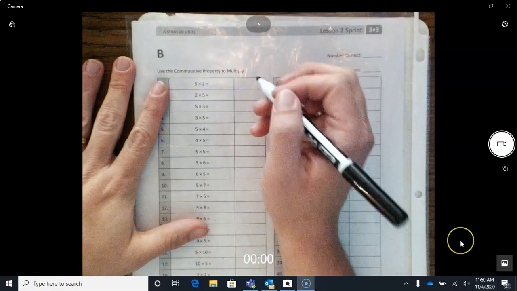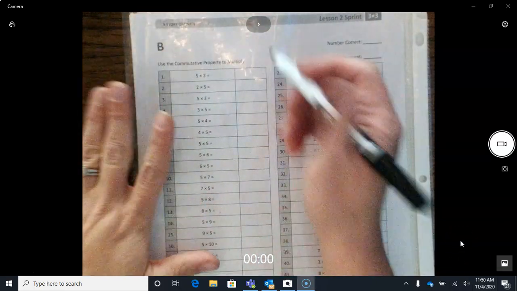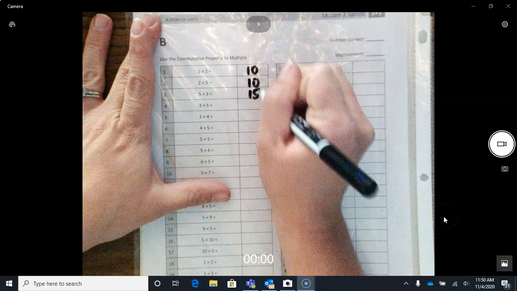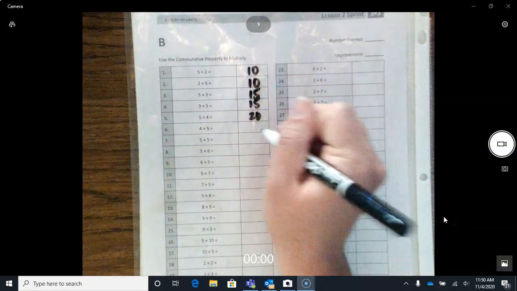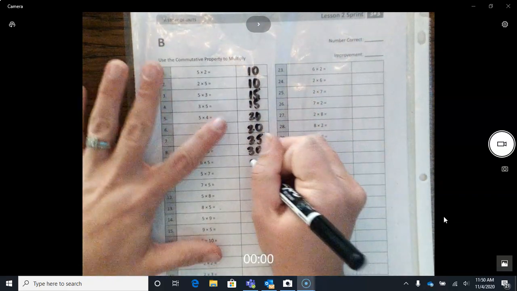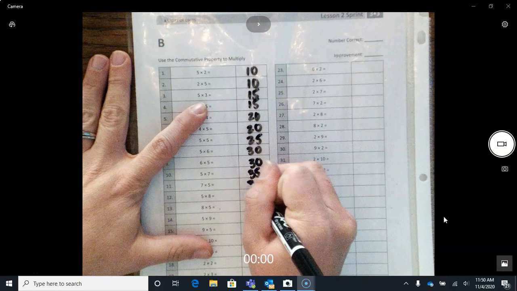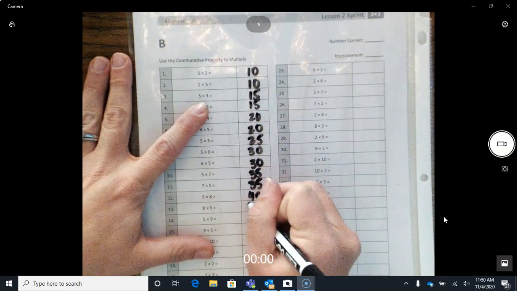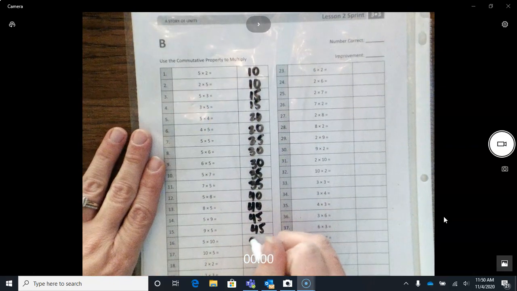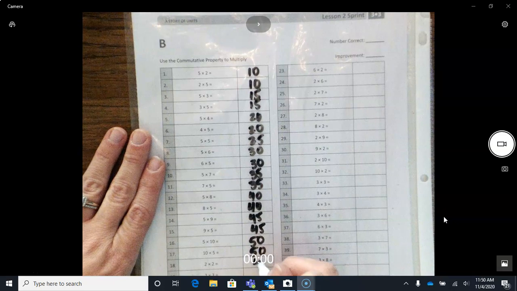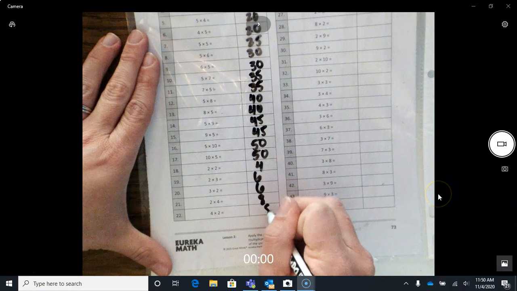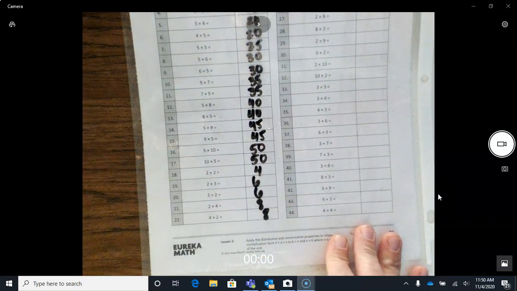Here we go. Starting at the top of the first column with number 1. And remember, I'm just going to say the answers and go straight down. 10, 10, 15, 15, 20, 20, 25, 30, 30, 35, 35, 40, 40, 45, 45, 50, 50, 4, 6, 6, 8, 8. All right, so that's the end of that first column.